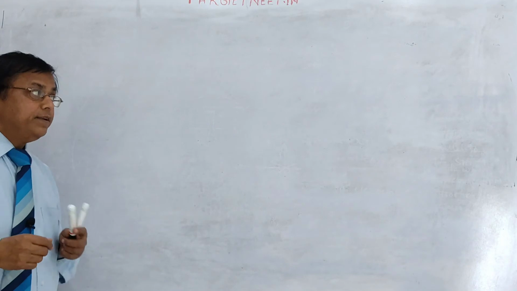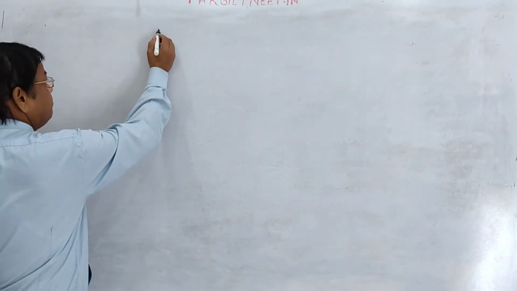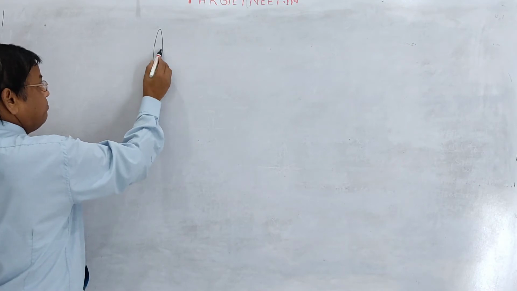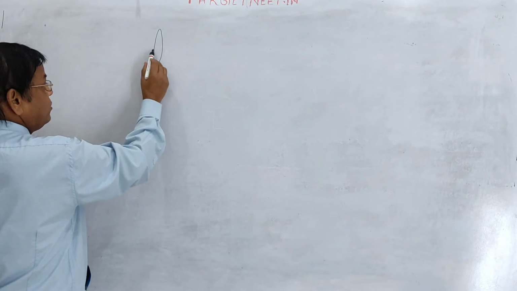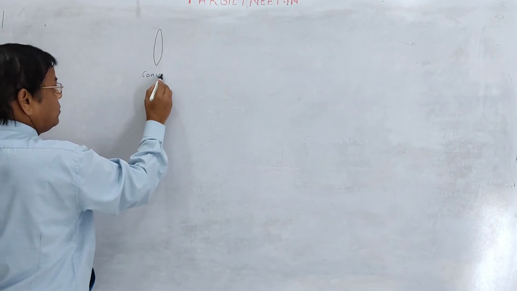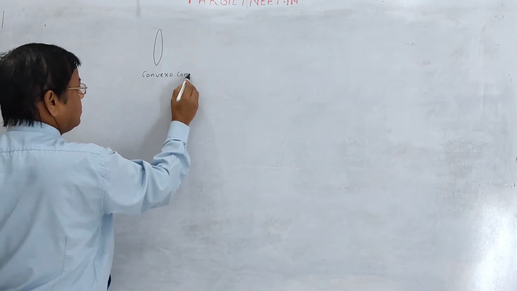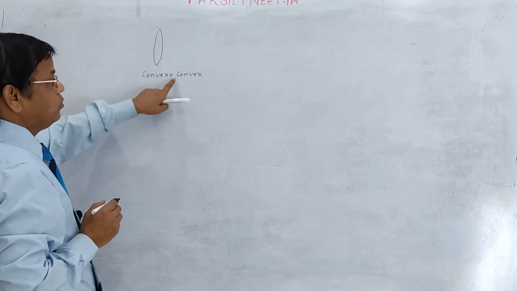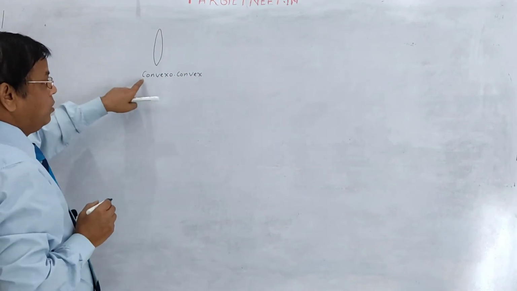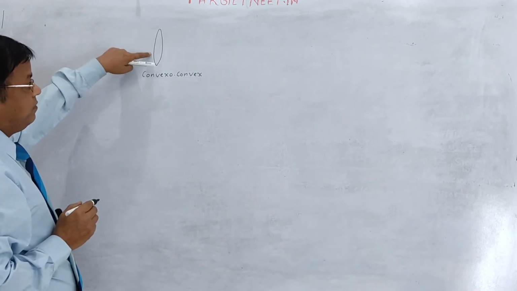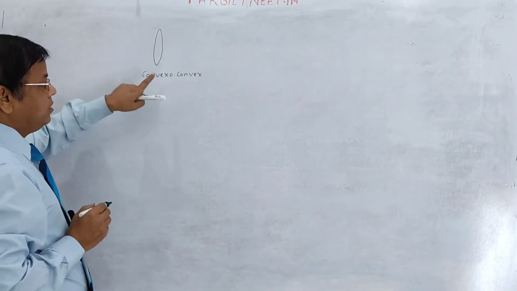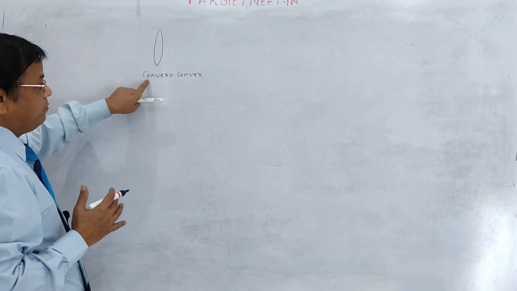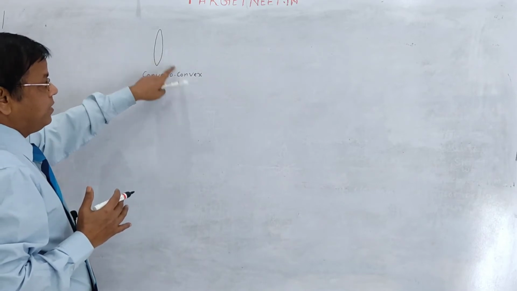Now, how is the name of a lens given? There are two surfaces, first surface and second surface, and both have different radii. If both surfaces are convex, this lens is said to be convexo-convex. The first surface is convex, so for the first surface, convexo. The second surface is also convex, so convex. Convexo-convex. Now whether the name of the first surface or the second surface is written first is decided by whose radius is large. If the first surface has more radius, then the name of the first surface is written first, and then the name of the second surface.